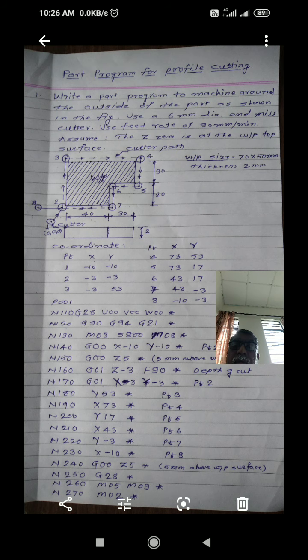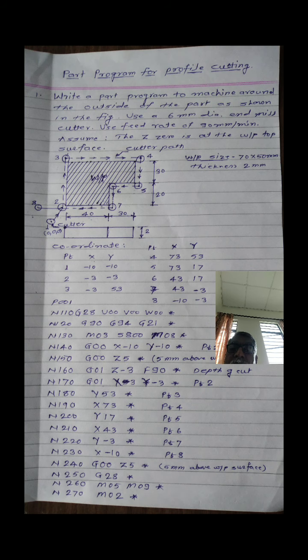Minus 3, 53. Means the x coordinate remains the same, so it is also not necessary to mention it again. You only have to move the tool along the y-axis up to the y coordinate 53. Is it okay? That is the meaning of block number 180, Y53, end of the block. Means your tool moves from point 2 to point 3 to perform the machining operation. Is it okay?